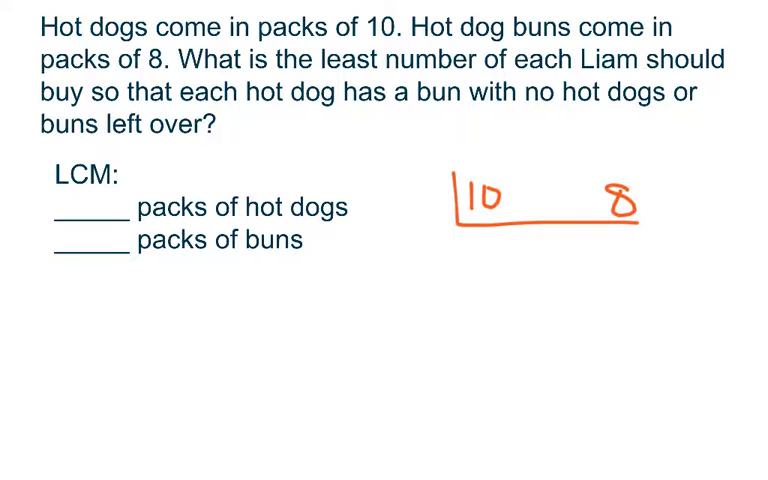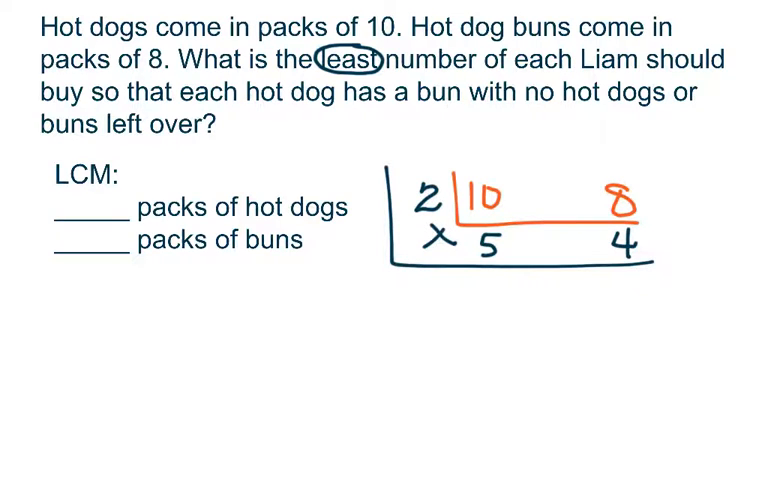Okay, so least was my key word. I'm going to set up my slide. 2 goes into both of those. 2 goes into 10 5 times, and 2 goes into 8 4 times. I cannot go any further, so I'm going to multiply on the L. 2 times 5 is 10, and then 10 times 4 is 40, so my LCM is 40. So that means he must buy 40 hot dogs and 40 buns.